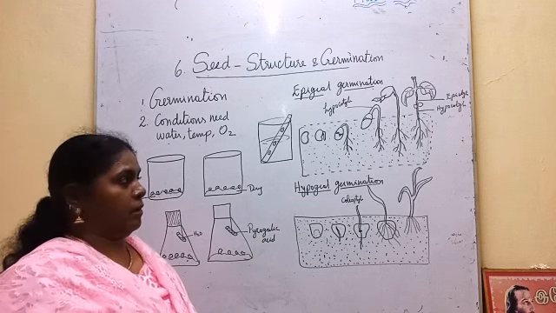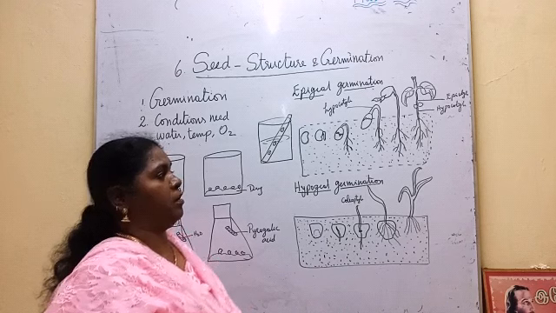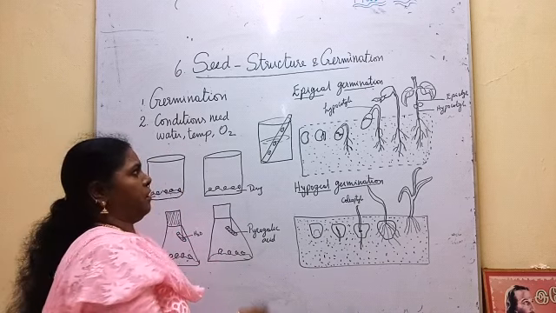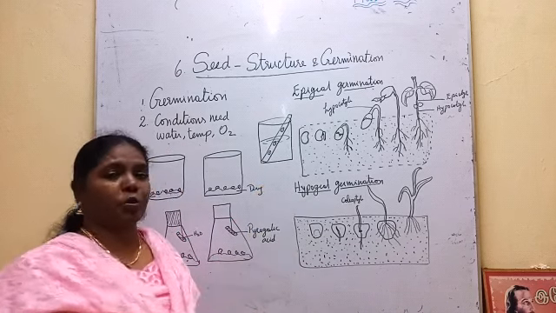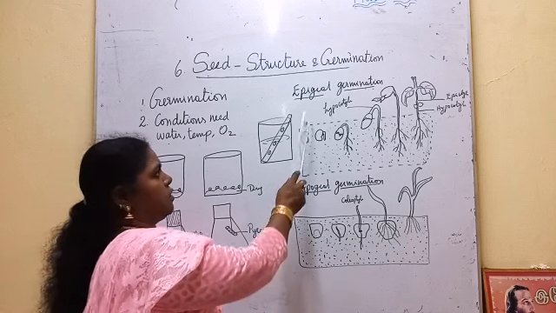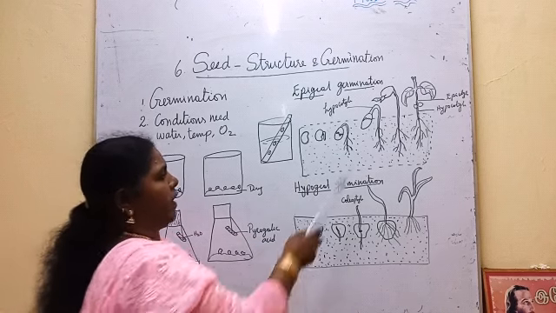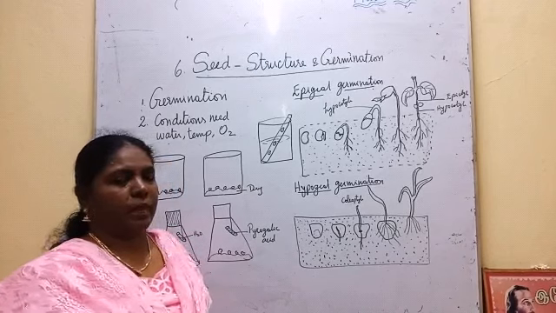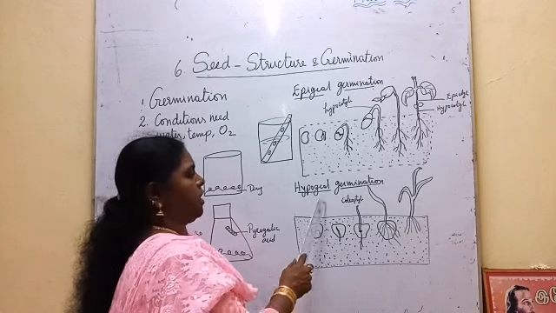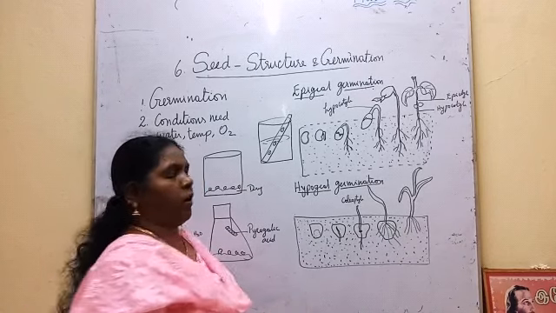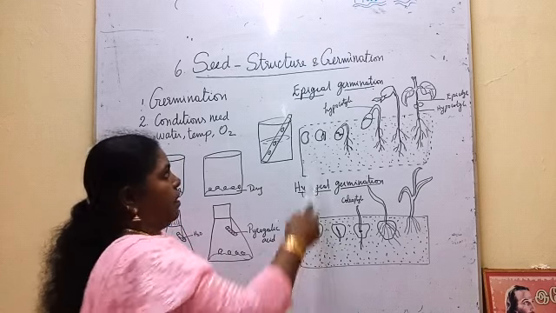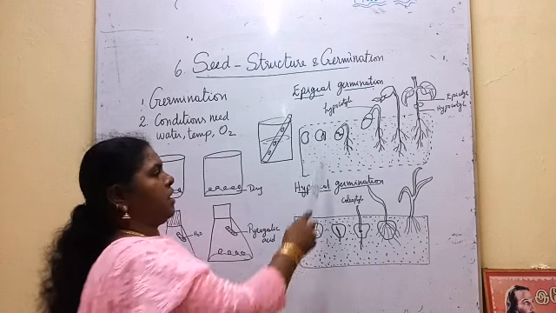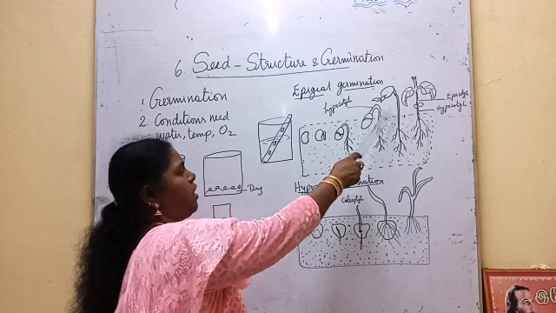Now we have seen the different types of germination. We are going to see the difference between epigeal germination and hypogeal germination. In epigeal germination, the hypocotyl elongates first. In hypogeal germination, the epicotyl elongates first. In epigeal germination, the cotyledons are brought above the soil.